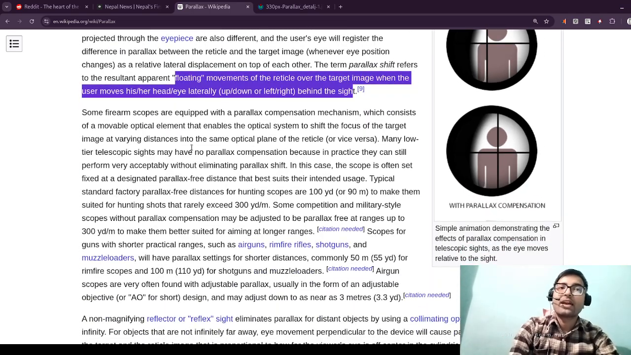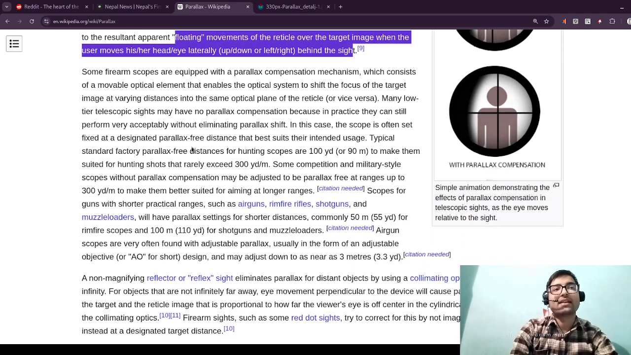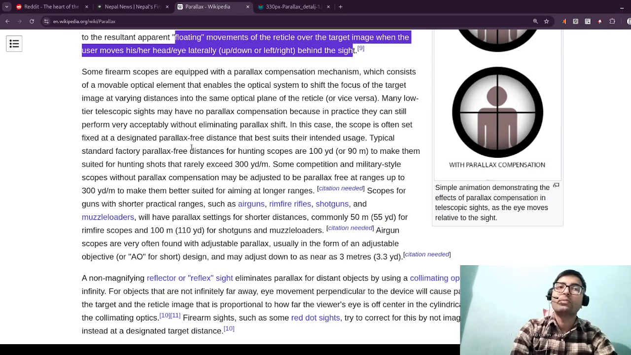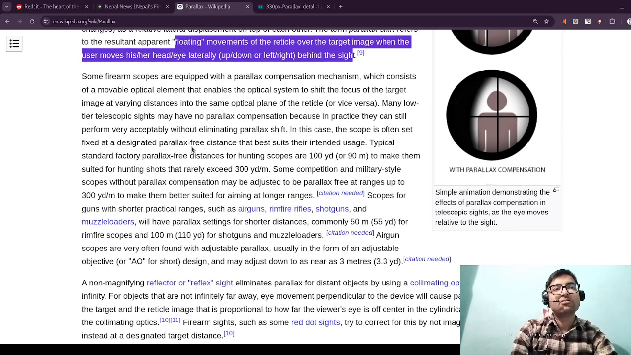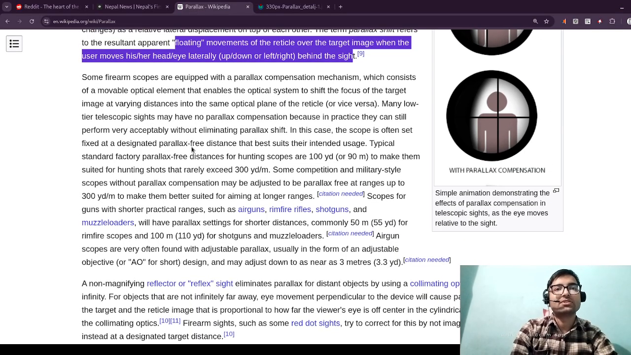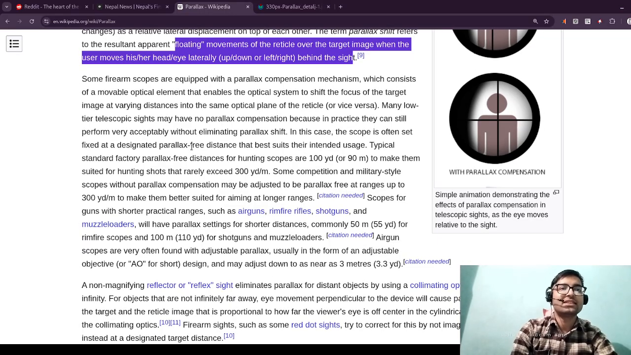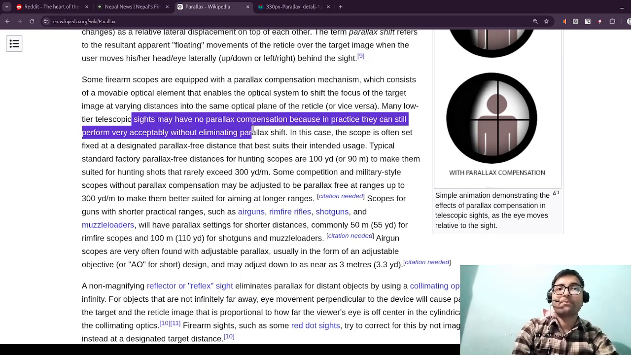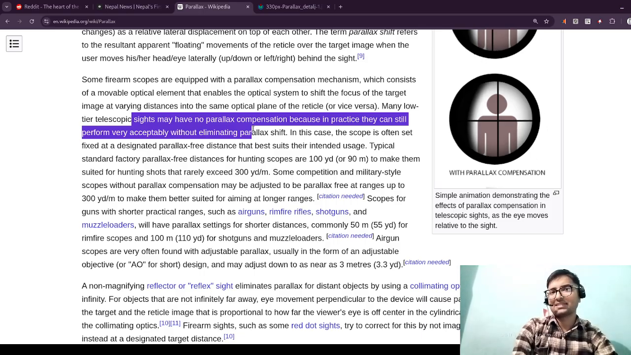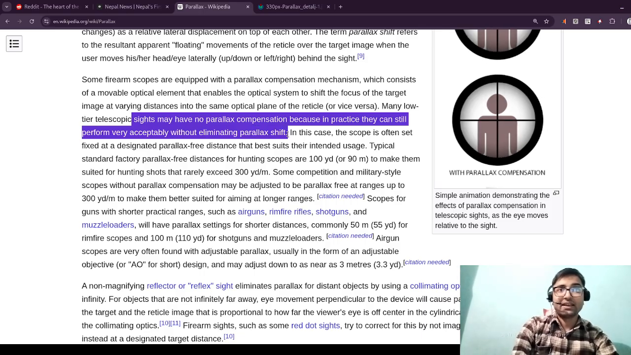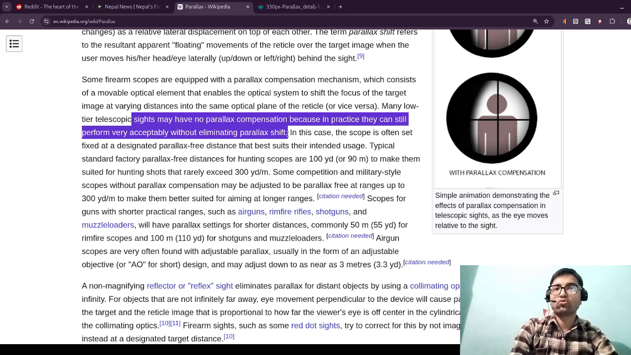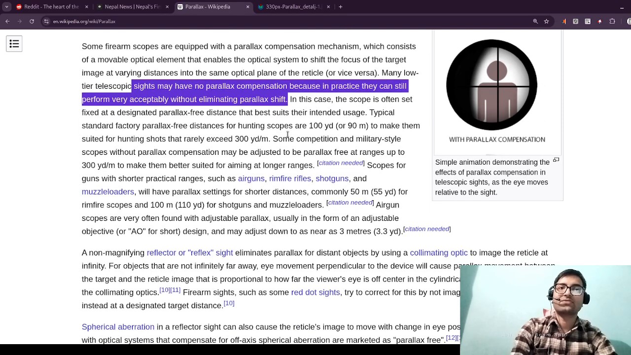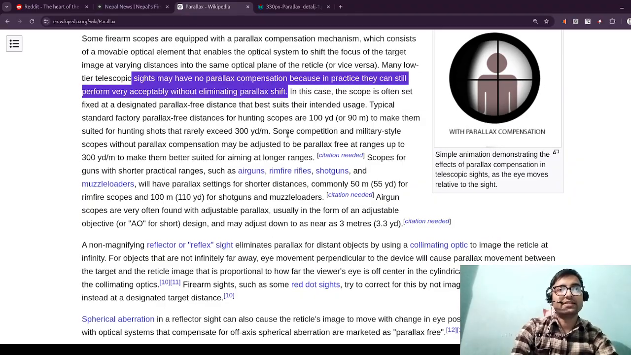Some firearm scopes are equipped with a parallax compensation mechanism, which consists of a movable optical element that enables the optical system to shift the focus of the target images at varying distances in the same optical plane of the reticle, or vice versa. Many low-tier telescopic sights may have no parallax compensation because in practice they can still perform very acceptably without eliminating the parallax shift. In this case, the scope is often said to be fixed at a designated parallax-free distance that best suits its intended uses.